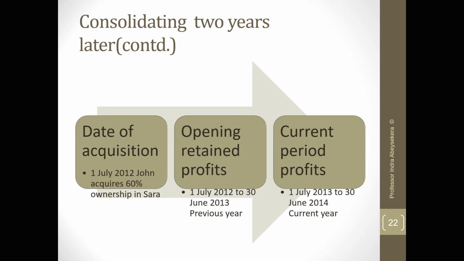So at the date of acquisition, on 1st of July 2012, John acquired 60% in Sarah. And then in the previous year, there's opening retained profits, where the group made profits up to that point from 1st of July 2012 to 30th June 2013. That's the previous year. And the current year is 1st of July 2013 to 30th June 2014. So we have 3 periods here.